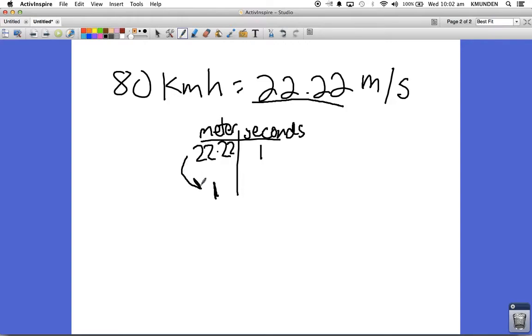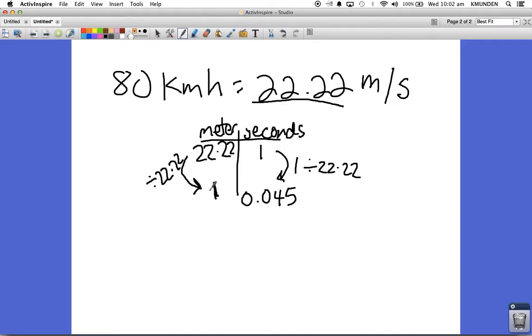So now this is just a basic unit rate problem. To get from 22.22 to 1, I need to divide it by itself. So I'm going to do 22.22 divided by 22.22. I'm going to do the same thing to seconds. It's going to be 1 divided by 22.22. So I'm going to use a calculator now again. That's 1 divided by 22.22. So it takes 0.045 seconds for a lion to go 1 meter.